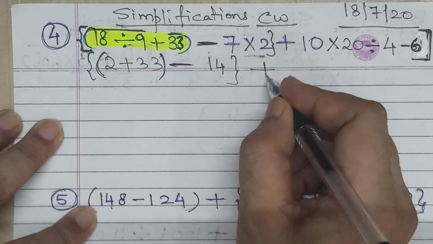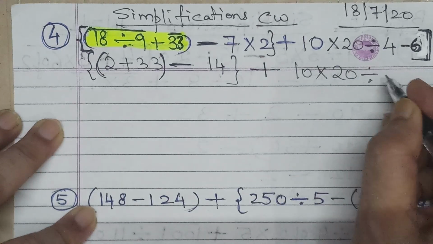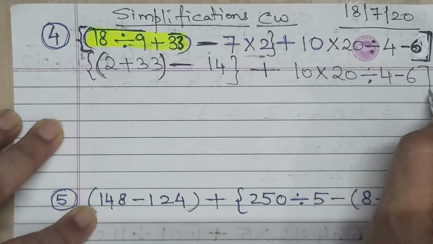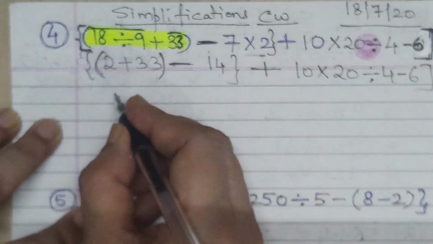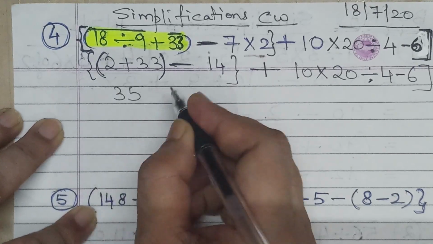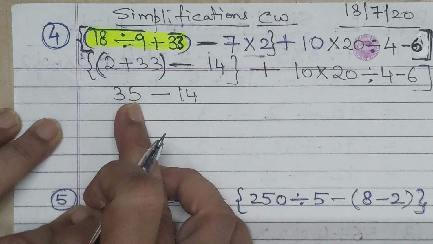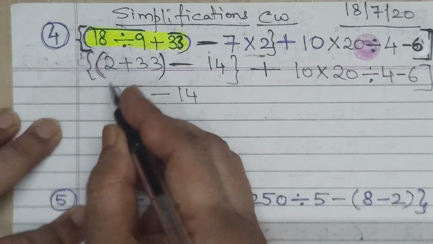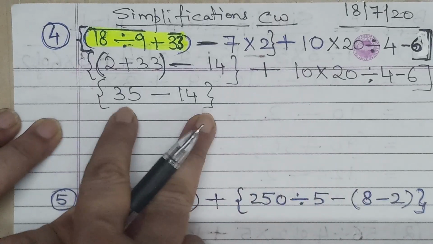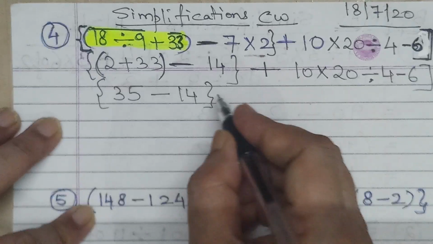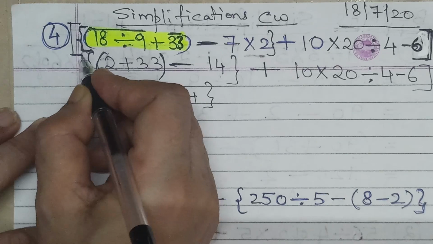Now we have 10 into, I am not touching this, but we could have done something here too, but let us not touch it, otherwise you will get confused. So here we got 33 plus 2, which becomes 35 minus 14, and because we got 35 as the final answer of this small bracket, we can remove this bracket, and we are still not getting the answer for this part. So okay, there is a big bracket also that we have to include.